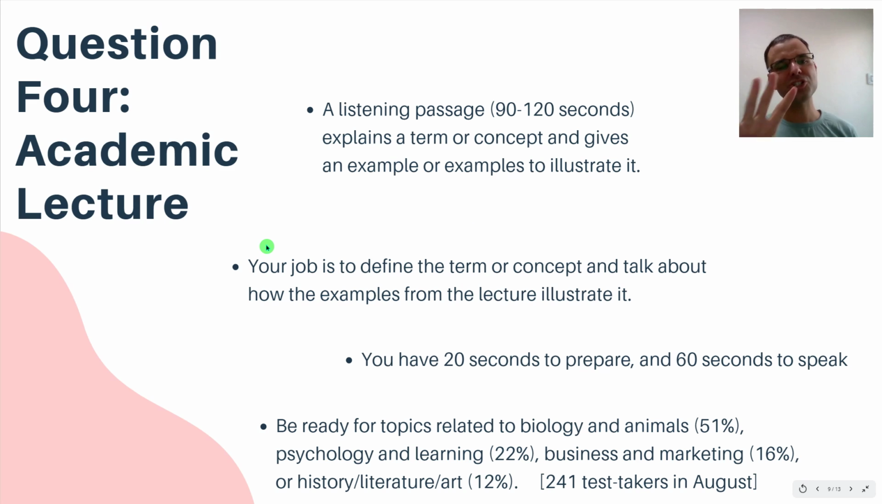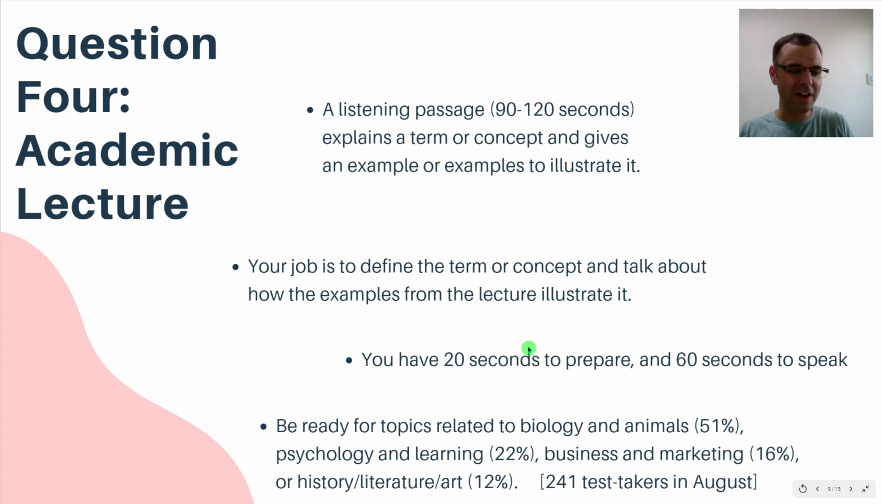Lastly, speaking question 4, which is usually called the academic lecture question. First up, you listen to a lecture between 90 and 120 seconds. Once again, this is explaining a term or a concept, and it's giving an example or 2 examples to illustrate it. Your job is to define the term or concept and talk about how the examples from the lecture illustrate it. You have 20 seconds to prepare and 60 seconds to speak.